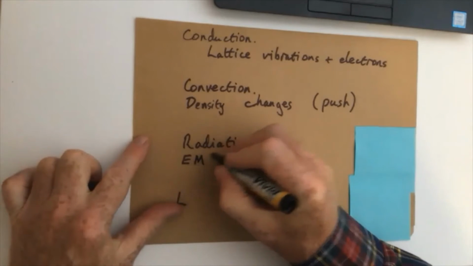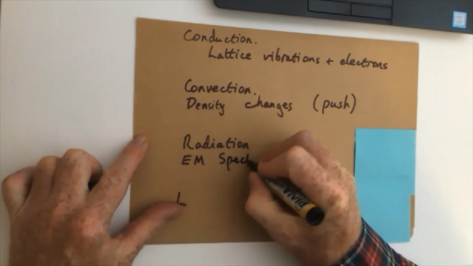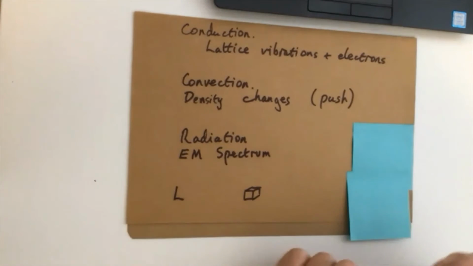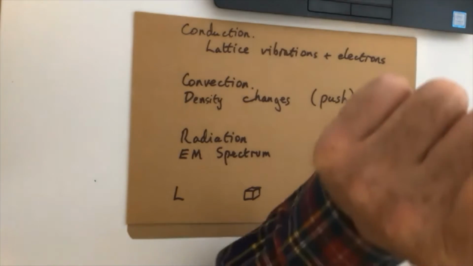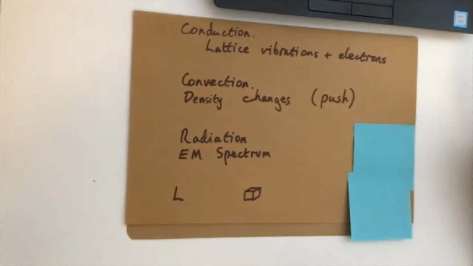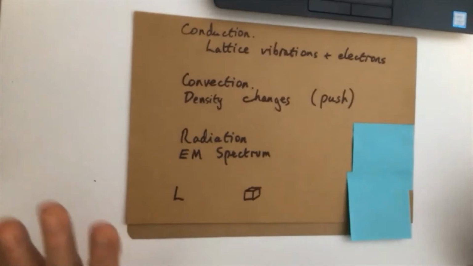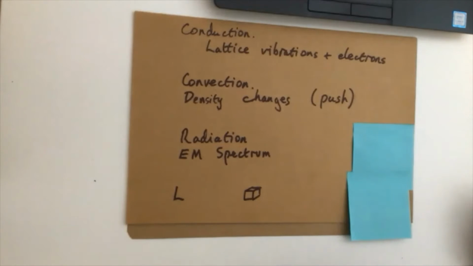Okay, and radiation is part of the EM spectrum, the electromagnetic spectrum. That includes radio waves, microwaves, infrared, visible, ultraviolet, X-rays, gamma rays. They're all part of the big spectrum. We've got the little spectrum, which is visible light, and then we have the great big spectrum, which is all of the things. They all travel at the speed of light, 3 times 10 to the 8 meters per second.